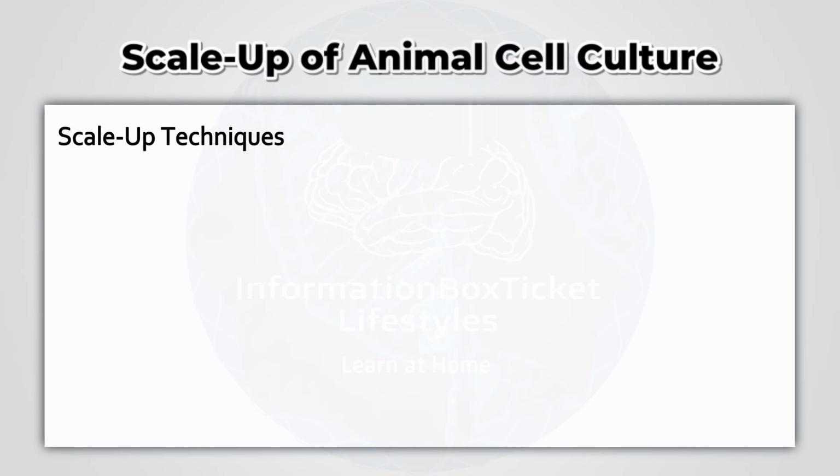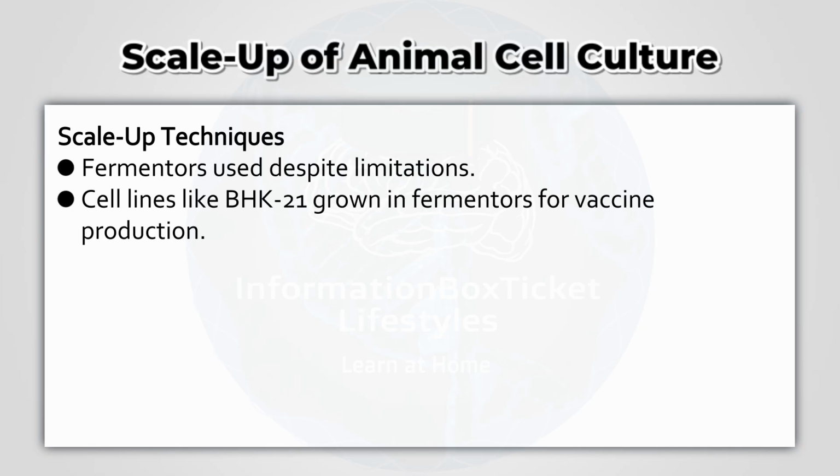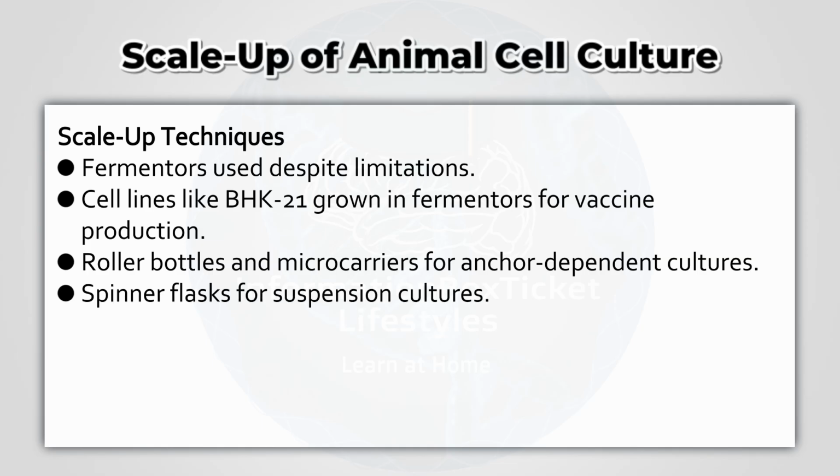Scale-up techniques. Fermenters used despite limitations. Cell lines like BHK21 grown in fermenters for vaccine production. Roller bottles and microcarriers for anchor-dependent cultures. Spinner flasks for suspension cultures.